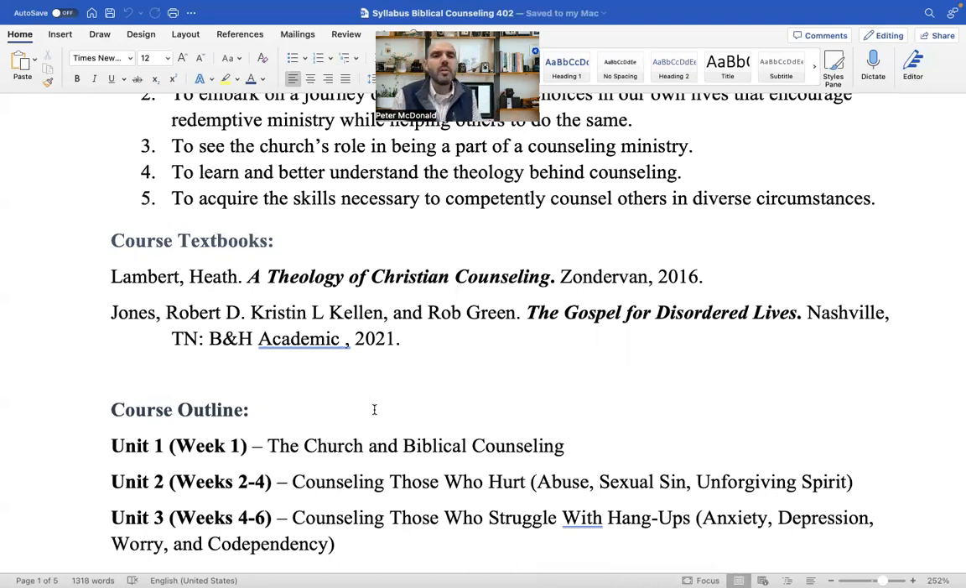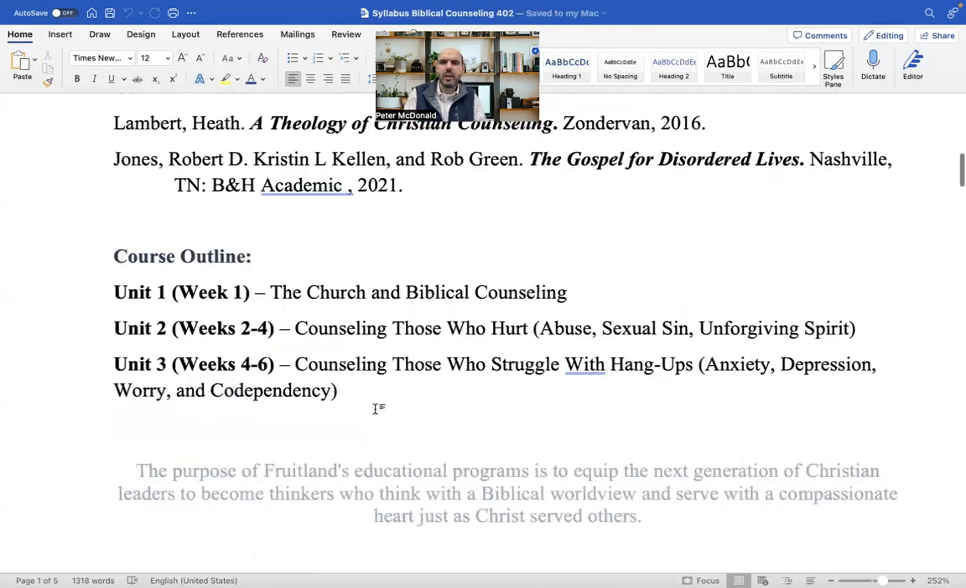It's Robert Jones, Kristen Kellen, and Rob Green's book, The Gospel for Disordered Lives. I'm waiting on my copy to arrive. I've got the digital copy that I'll be using until it comes. But I encourage you to go ahead and pick up that read. This week we won't necessarily be looking back into Jones's text. However, in weeks to come, we will be looking at Jones's text. So The Gospel for Disordered Lives, I want you to make sure that you pick that up. I want to make sure that you have it ready for weekly discussions and for your personal read, but also for your research to come later when we do that project.